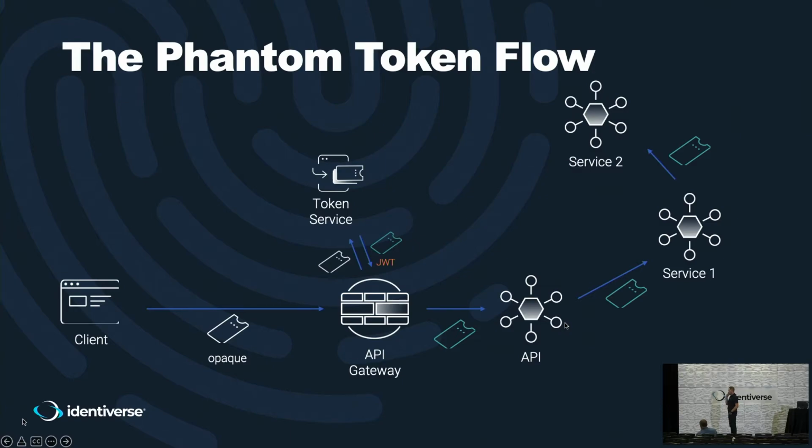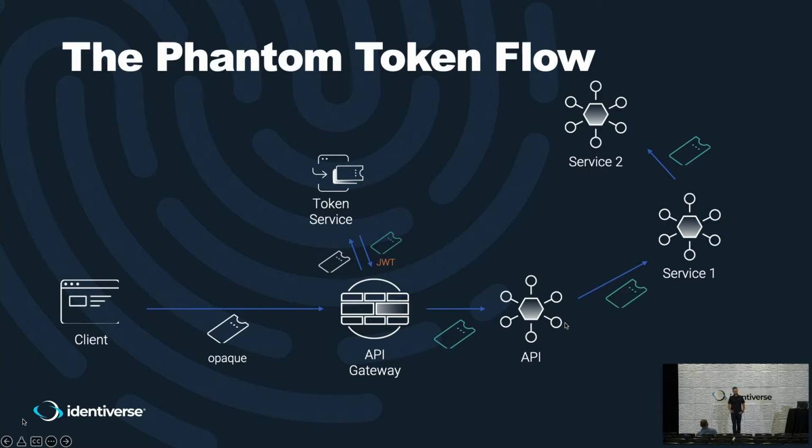So with the phantom token flow, we instead issue an opaque token to the client. An opaque token, it's a by-reference token, it's essentially just a string, right? So the client doesn't know anything about what this is. The only way to know what that token really means is to introspect it. And that's essentially what happens here.